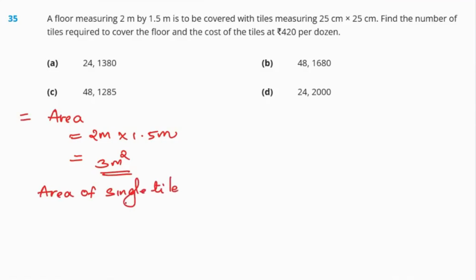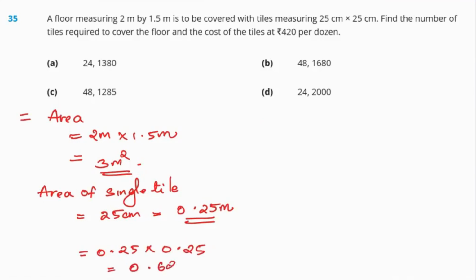Area of a single tile will be what? It is given as 25 centimeter. We have to convert this into meter, because the unit here is in meter. So 25 centimeter converted into meter becomes 0.25 meter. The area of a square tile is side into side, 0.25 into 0.25, which is 0.0625 meter square. So this is the area of a single tile.